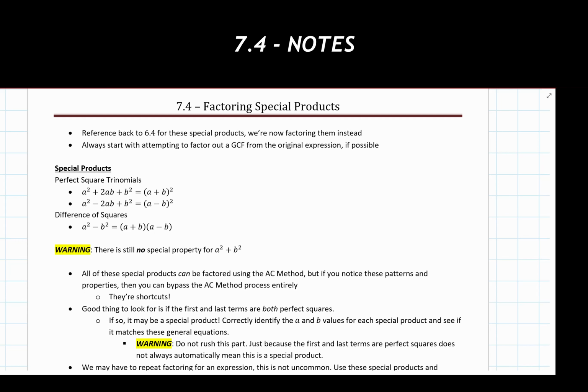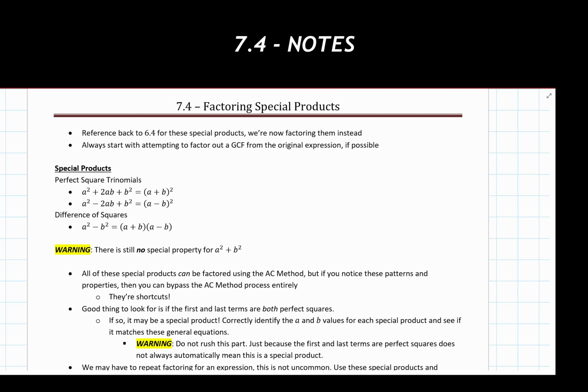We don't have to go through the AC method or all of the previous methods that we have learned to get to our final fully factored answer. But the drawback with that, or the requirements with that, are that we have some very strict instances in which we can't actually use these shortcuts. And if those conditions aren't met, then we can't actually use these in any way, shape, and form.